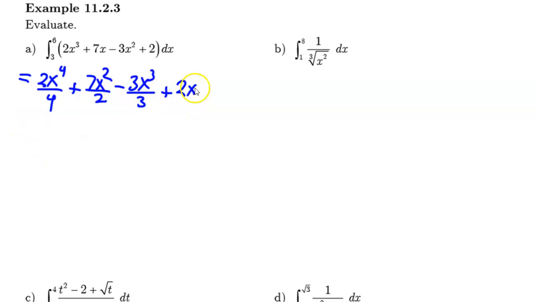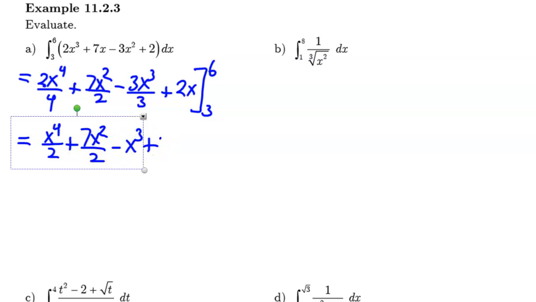Now, of course, all of this is going to be evaluated from 3 to 6. Let's simplify a little bit, so that would be x to the 4 over 2 plus 7x squared over 2 minus x cubed plus 2x, from 3 to 6. Now this is going to get pretty long-winded when I sub in 3 and sub in 6, so bear with me. I'm going to write it this way.